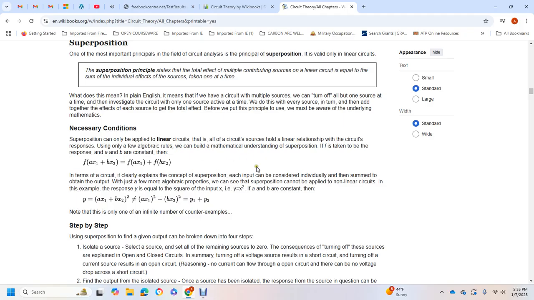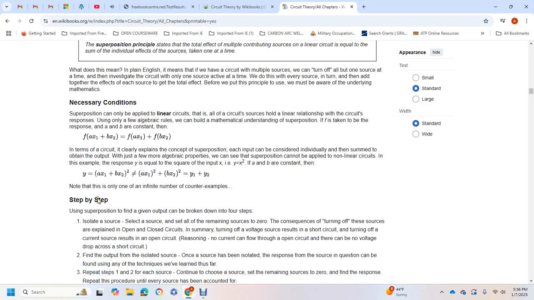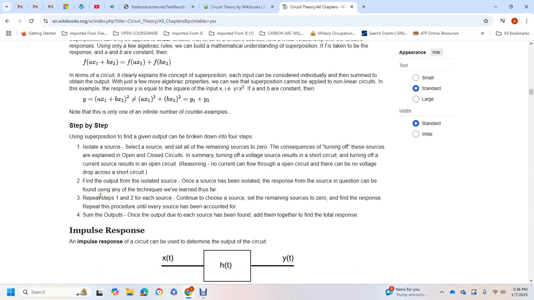We can see that superposition cannot be applied with nonlinear circuits. In the example, the response y is equal to the square of the input x, or y equals x squared, and a and b are constants. Then y equals (a x1 plus b x2) squared, which is not equal to (a x1) squared plus (b x2) squared, which equals y1 plus y2. Note that there is an infinite number of counterexamples.